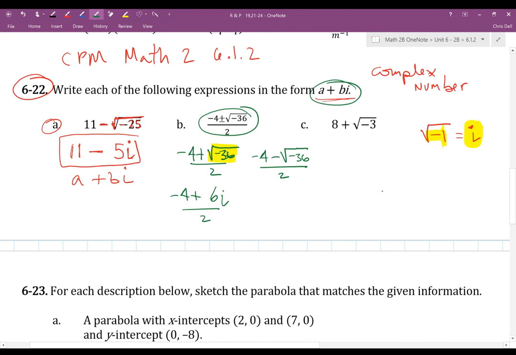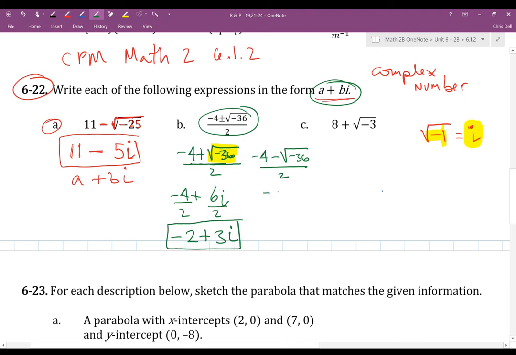Now, it's got to be in this form, so I need to separate. When I say all over 2, what really is happening is that the whole thing is divided by 2. When you're dividing an expression by 2, you can just divide each separate term by that denominator. So this now becomes negative 2 plus 3i, because 6 divided by 2 is 3. So there's one of the answers.